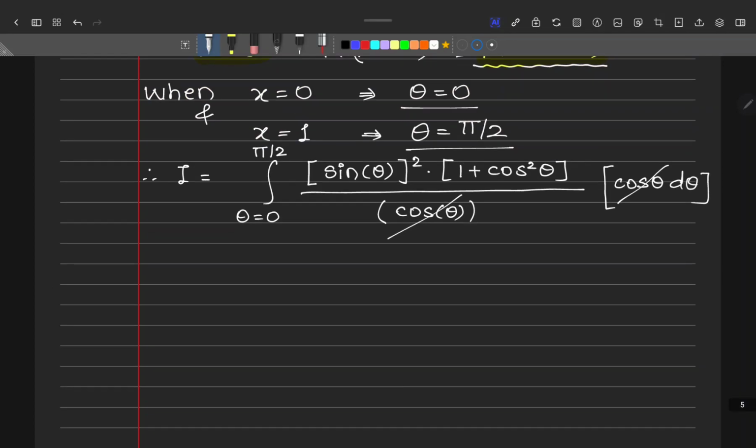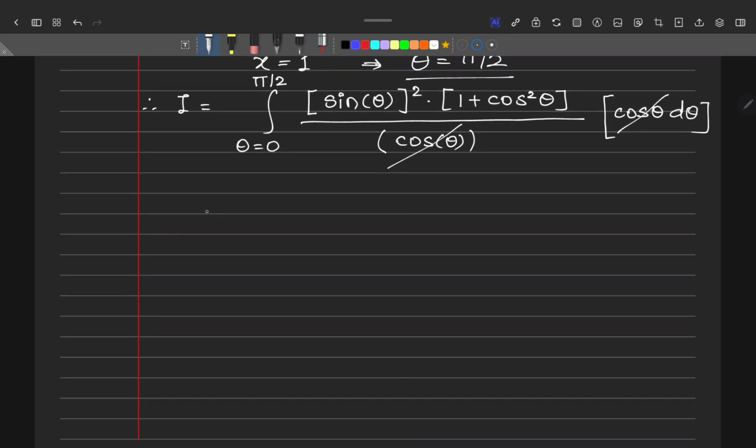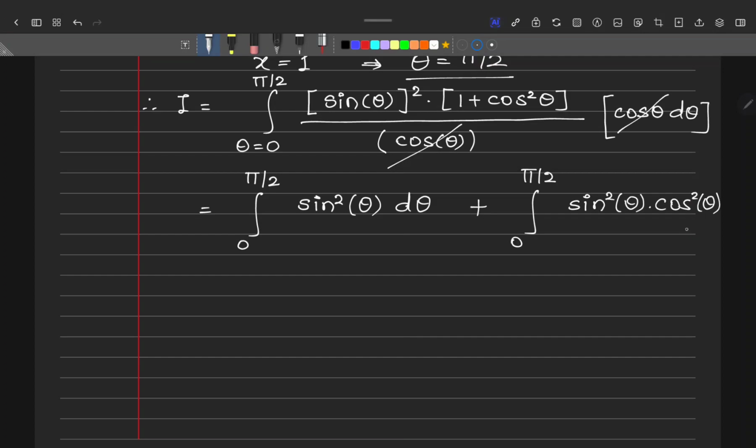So if you simplify this, what do we get? The first integration will be 0 to pi by 2. Take this sin square theta inside the bracket. So we get sin square theta d theta, plus the integration 0 to pi by 2 of sin square theta into cos square theta d theta. So here we apply the first reduction formula, and here we apply the second reduction formula, where the value of m is 2 as well as n is 2, both are even.